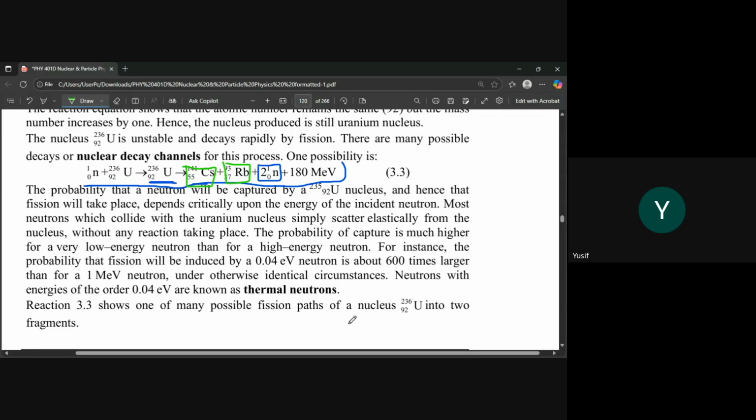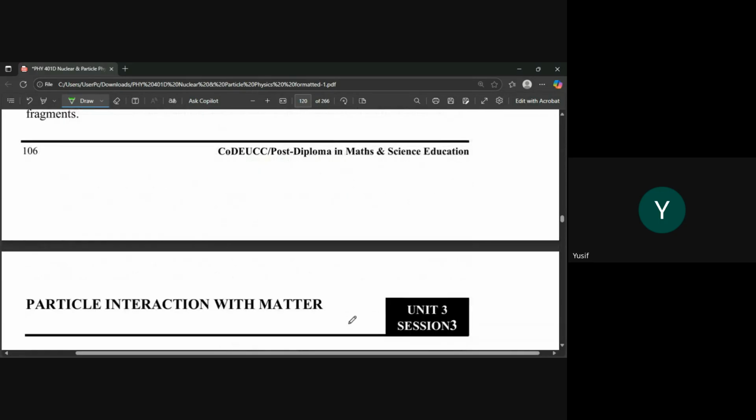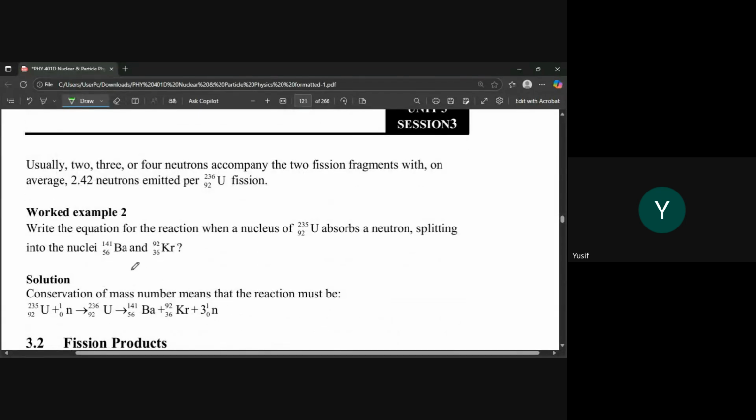Okay. So that is that, and we have some worked examples here. Write the equation of the reaction when a nucleus of uranium absorbs a neutron, splitting into the following. So you see, it is giving you the daughter nuclide that is being produced. They are saying it undergoes what? A neutron capture, that it absorbs a neutron. So this is used to hit this, and when it hits this, these are the products that are produced.